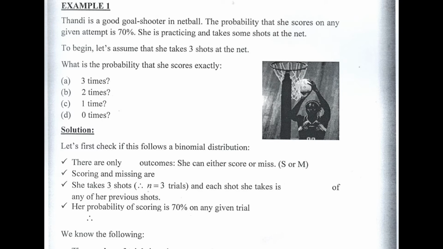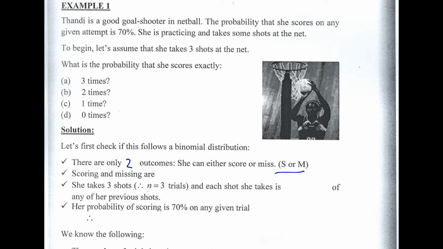For the first property, we've got to look at how many outcomes there are, and this is where you're going to fill in. How many outcomes are there? There are only 2 outcomes. She's either going to score or she's going to miss. Because there are only 2 outcomes, that satisfies binomial distribution. But it's not enough that just that condition is satisfied. All 4 have to be satisfied.